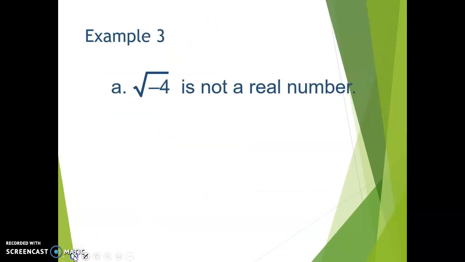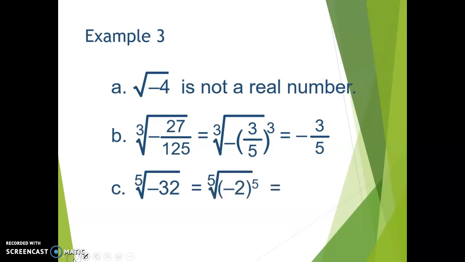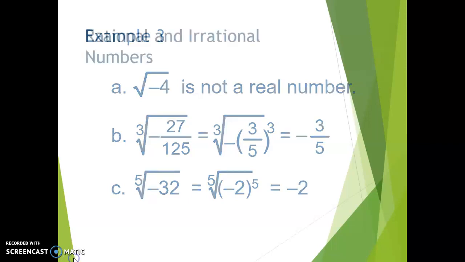So the square root of negative 4 is not a real number. But the cubed root of negative 27 over 125, that's negative 3/5 cubed, which leaves us with negative 3/5. That's a real number. What about the 5th root of negative 32? If you said negative 2 to the 5th power, which is negative 2, you are correct.